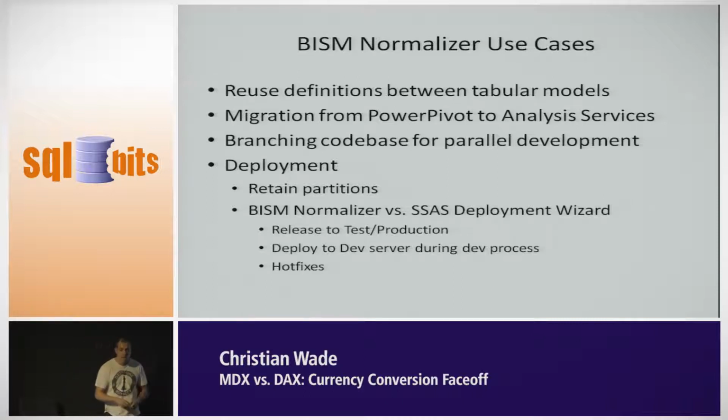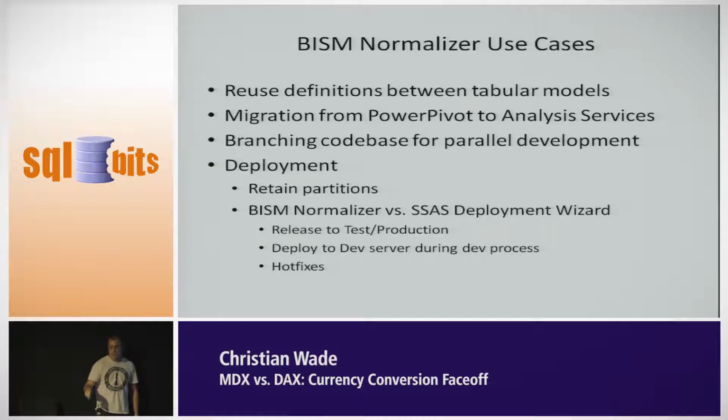Now while I'm developing, I need to deploy to dev practically every 5 minutes, right? Every time I make a change to a DAX measure, add a little table, whatever, I need to deploy to dev. And I want to do that from Visual Studio. It's overkill to use the deployment wizard in that scenario. So BISM Normalizer can fill that gap.